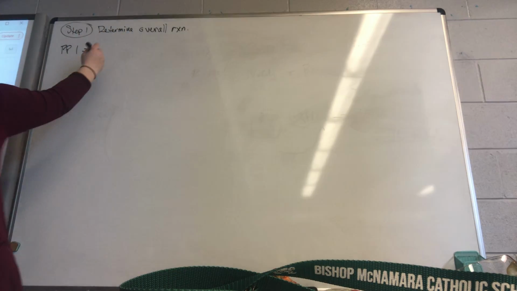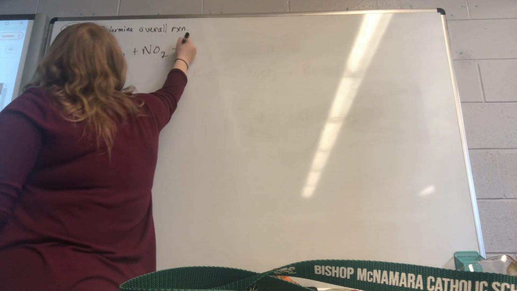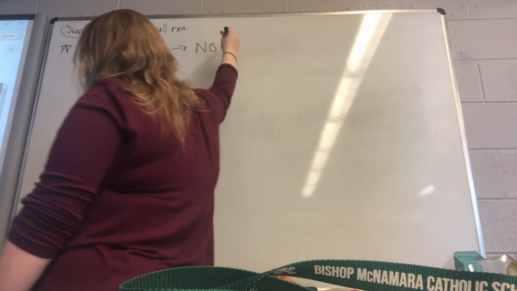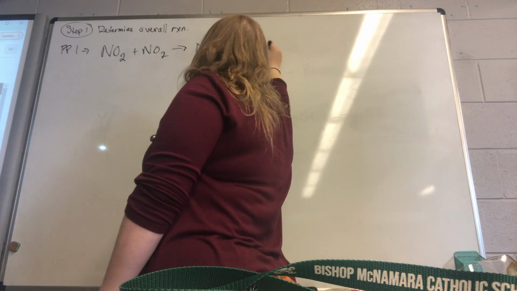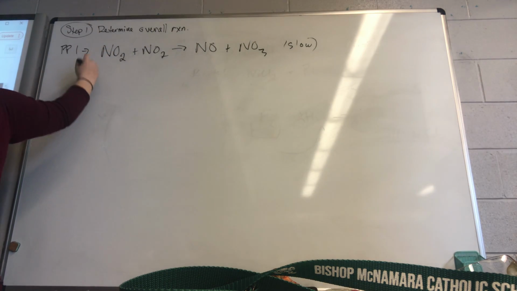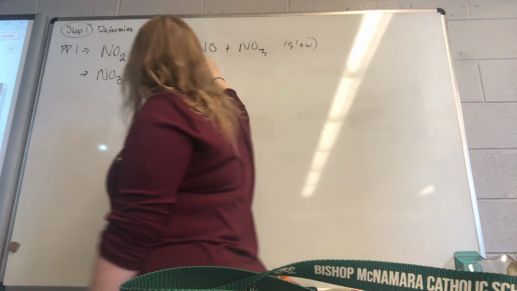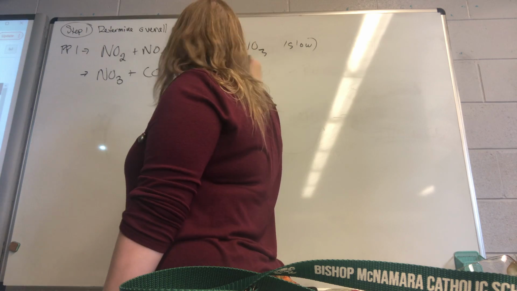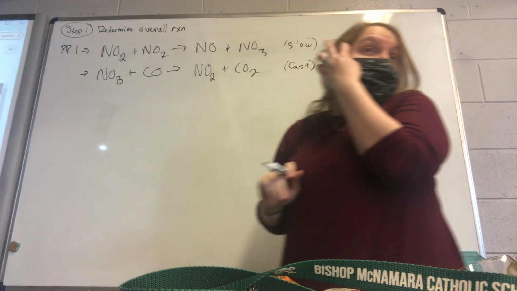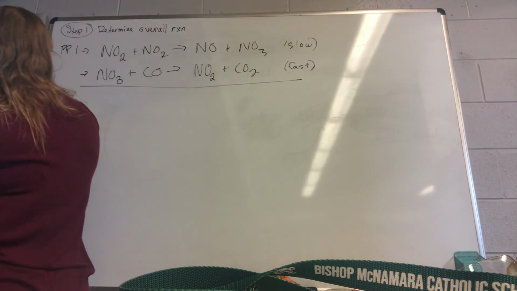Okay. So our first step, NO2 plus NO2 makes NO plus NO3. Our second step, NO3 plus CO makes NO2 plus CO2. And this is a fast second step. Okay?